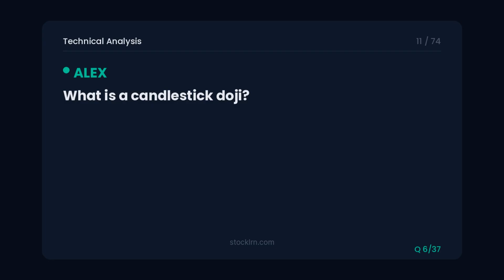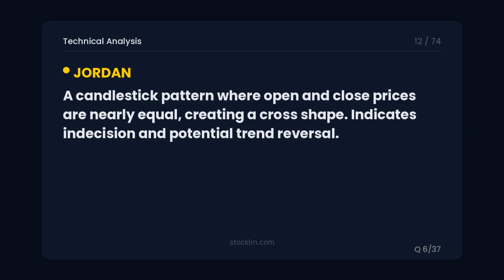What is a candlestick doji? A candlestick pattern where open and close prices are nearly equal, creating a cross shape. Indicates indecision and potential trend reversal.